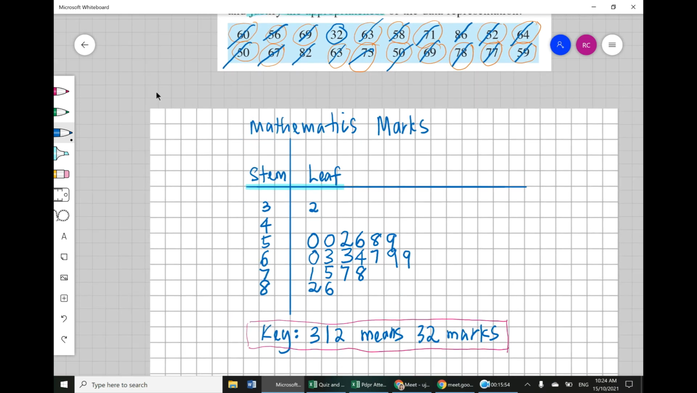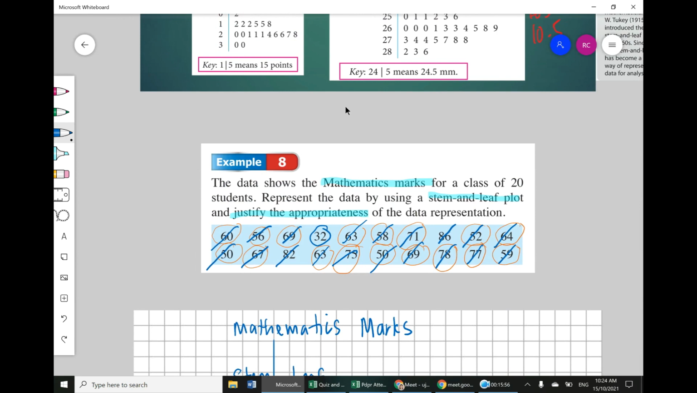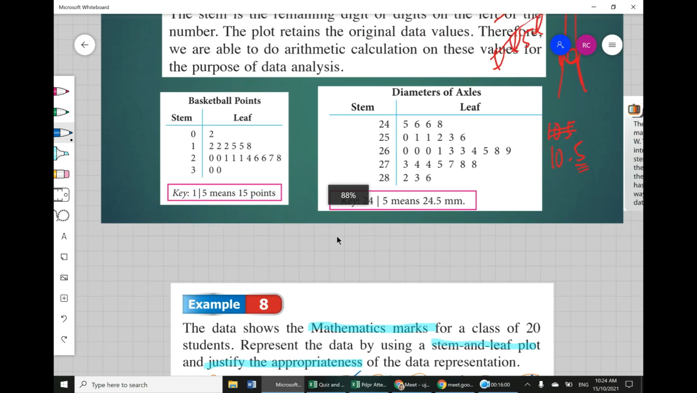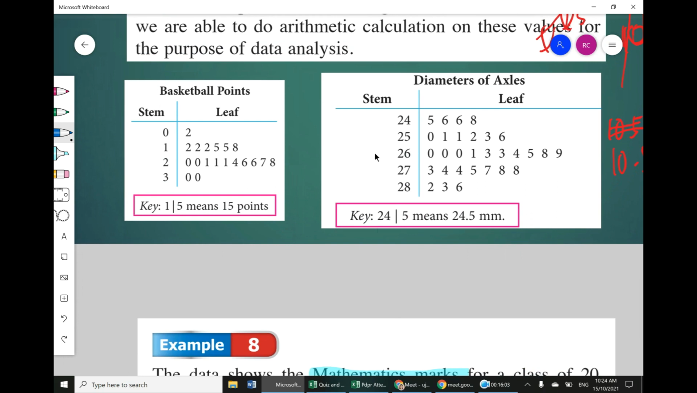Okay, or else I show you some other examples that we have. You see, how do they write the key? There are 2 examples here. Okay, this one, diameter of axles. This one means the diameter of the axles of the car. You know what is axles? The one that connects the 2 tires. Okay, this one is the axles. So diameter of the axles over here, you see they took this number 24-5. 24-5. Okay, and as I've told you earlier, the value of the stem over here represents the value of tens. So meaning this one is 24.5 mm. Where did they get it? They get it from the question.